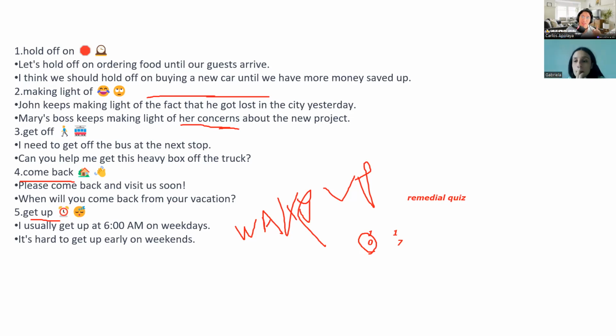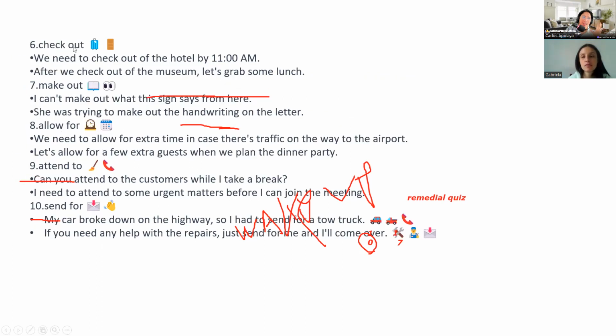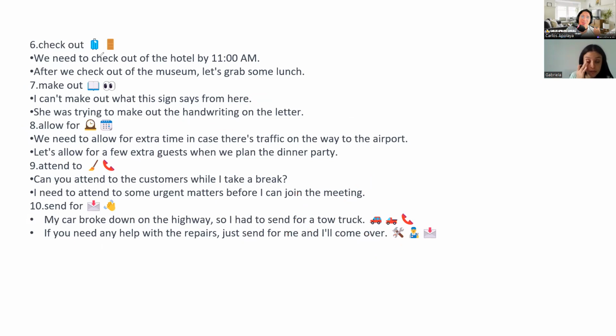Okay. Salir. Yes, get off. So remember this. Then we have 5 more words. Check out. You know, check out is when you leave a place, especially a hotel. You say the check-in and the check-out.